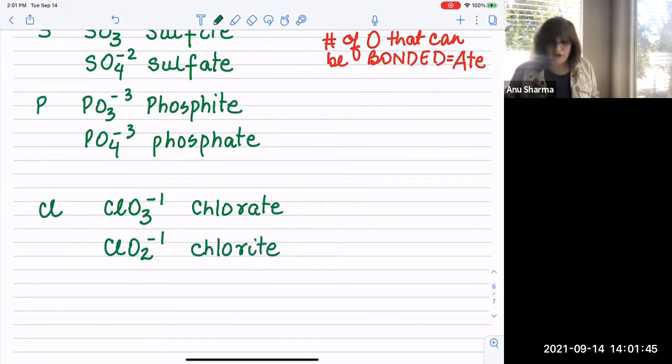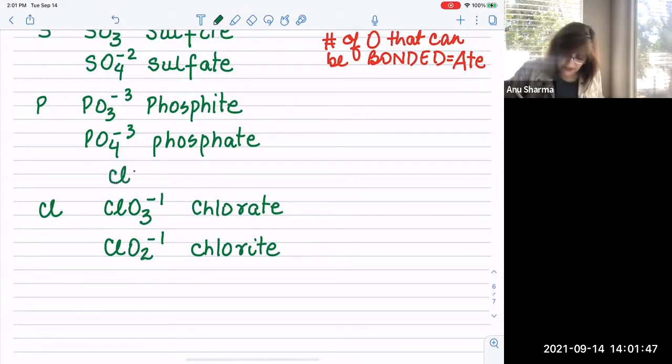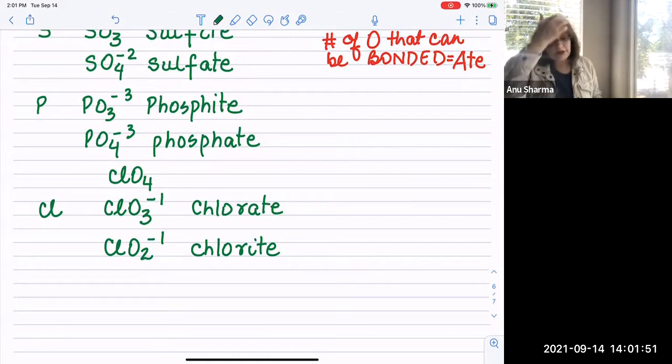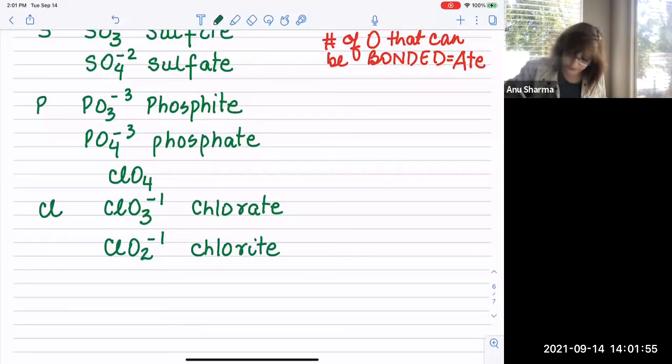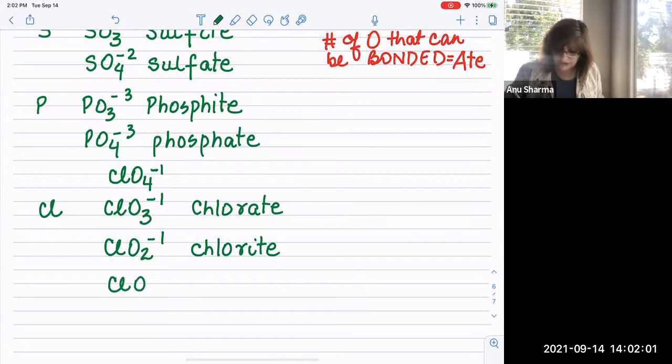But later on, they also discovered that chlorine can combine in very special conditions. In chemistry, you can change the reaction conditions and you can get different types of products. So they said, chlorine can combine with 4 oxygens, which is higher than chlorate, and chlorine can also combine with just 1 oxygen and still be stable. Polyatomic ions are stable in a way. So then what is the name? How do we name this?